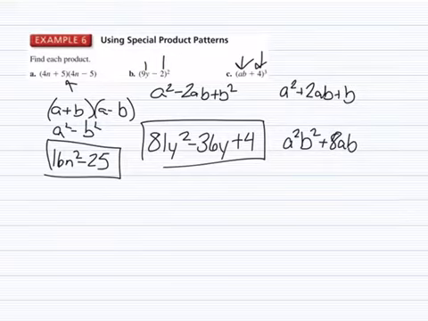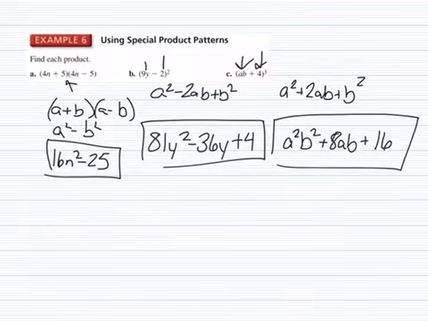And again, that's kind of a mouthful. And then B squared is just going to be plus 16. And that's what you would get if you use those patterns that we saw a couple pages ago.